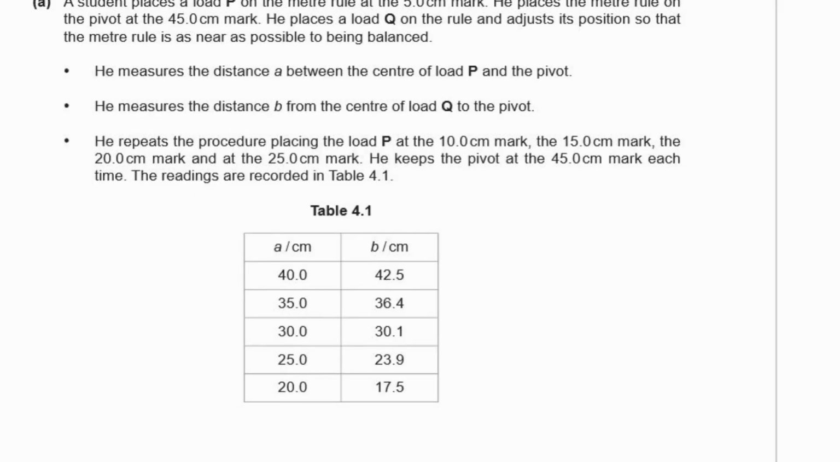He repeats the procedure, placing the load P at the 10 centimetre mark, 15, 20 and 25 centimetre mark. He keeps the pivot at the 45 centimetre mark each time. And we've got a bunch of readings here. So the readings are recorded in table 4.1. So there we go. There's all the readings that have been recorded.